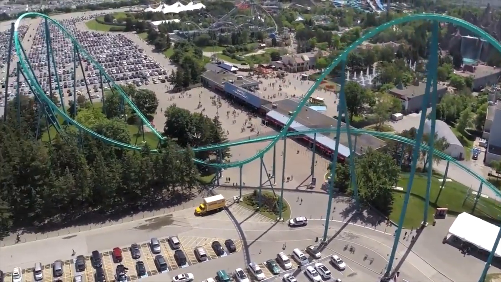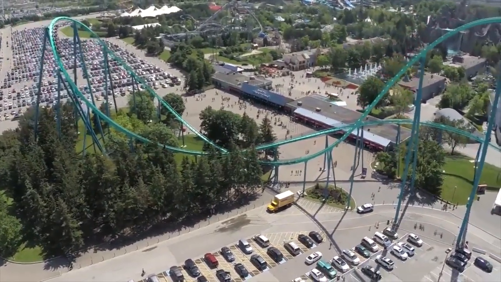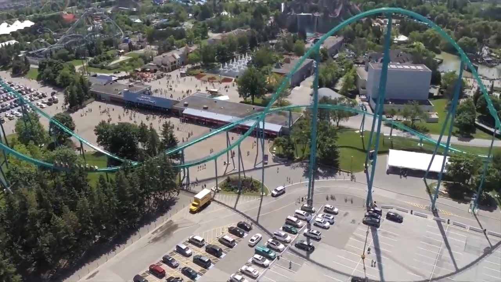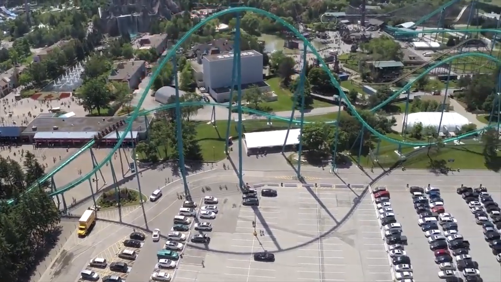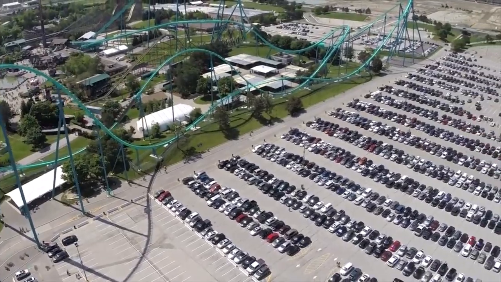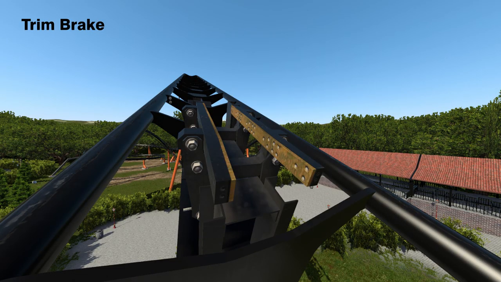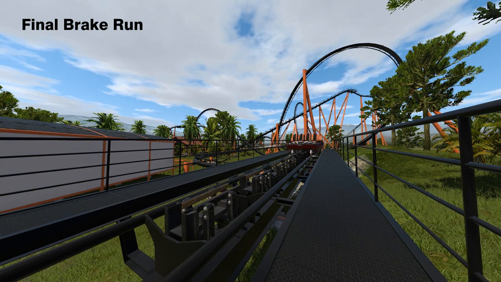Energy is gradually lost due to friction and drag as the train travels along the track, and the train slowly loses speed throughout the ride. The speed may also be reduced with braking systems to dissipate energy more quickly, as is the case for mid-course brake runs, trim brakes, and the final brake run at the end of a ride.